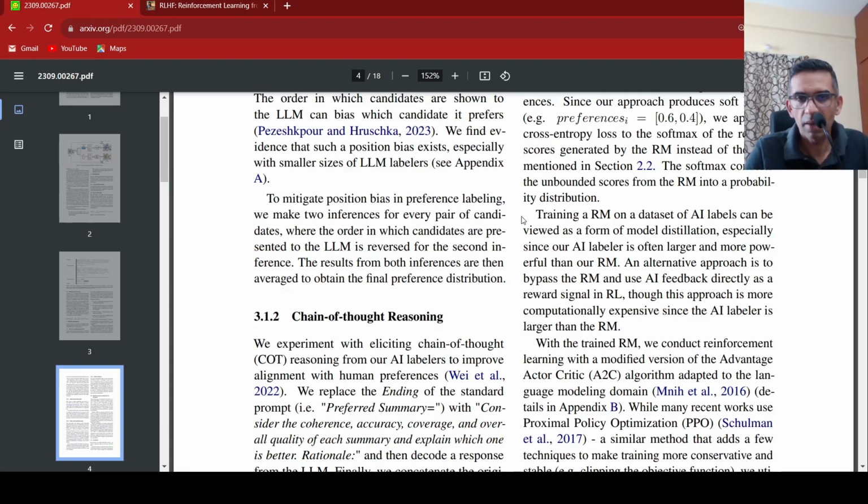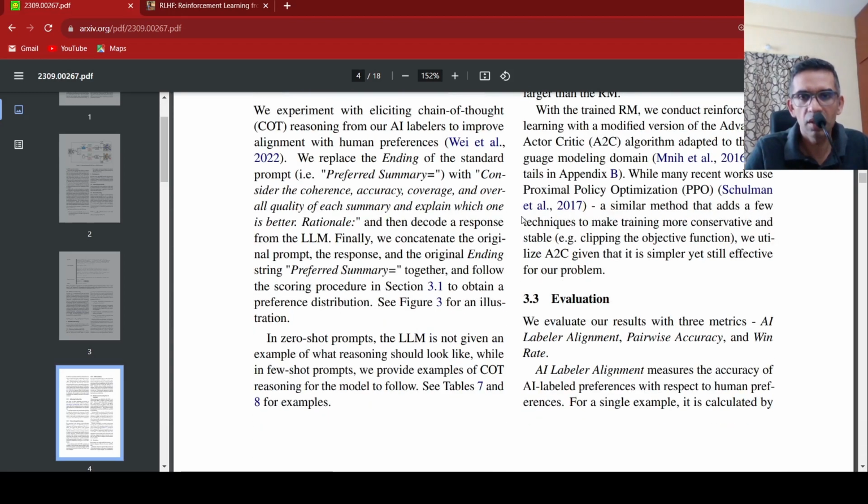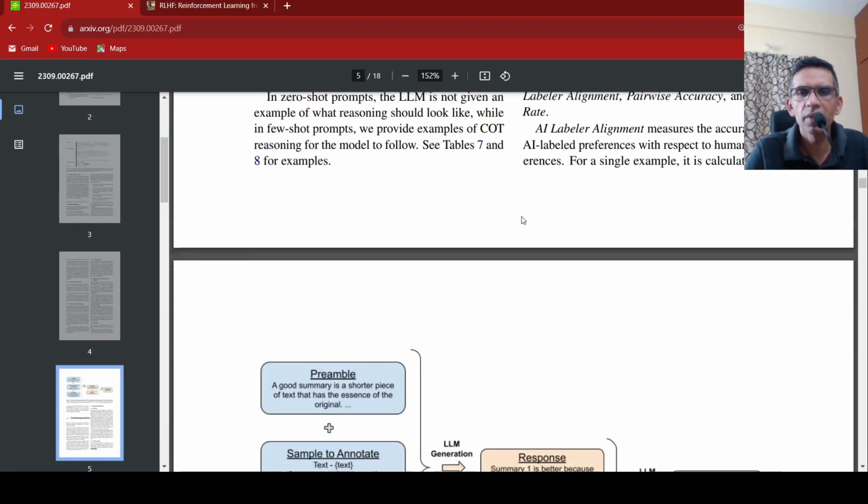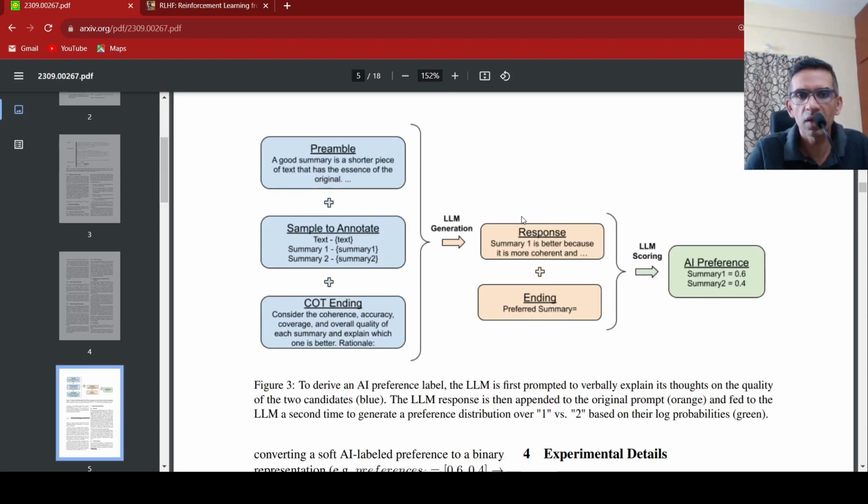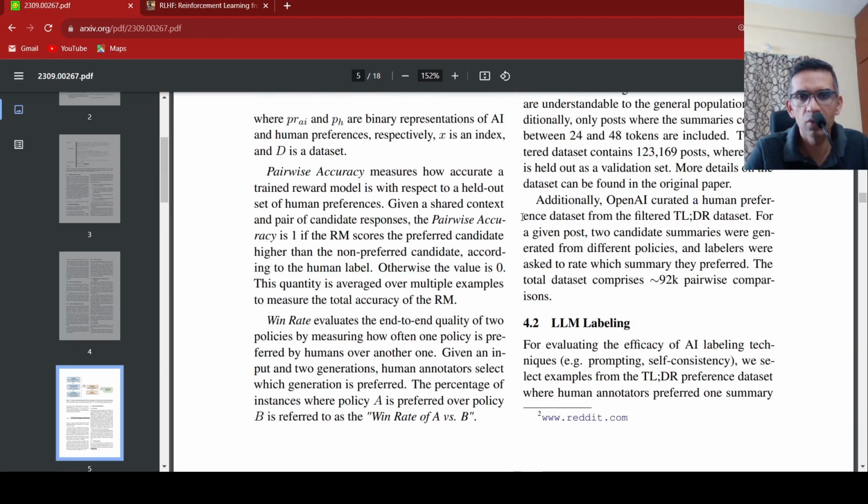And then they talk about other things over here. Now, let's go a little bit into the details of what kind of models were used.